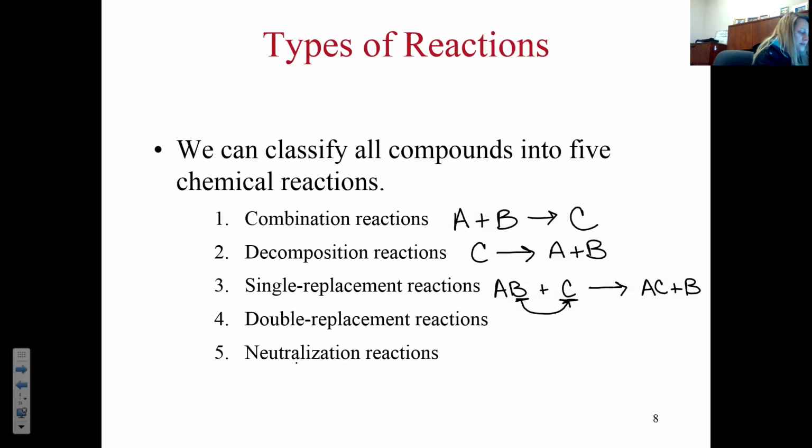Okay, double replacement is where we have a compound that looks like this, and a compound that looks like C and D. And at the end, they both change partners. So A hooks up with D, and B hooks up with C. This guy switches places here, and this guy switches places here. And because of it, we get a double displacement reaction.